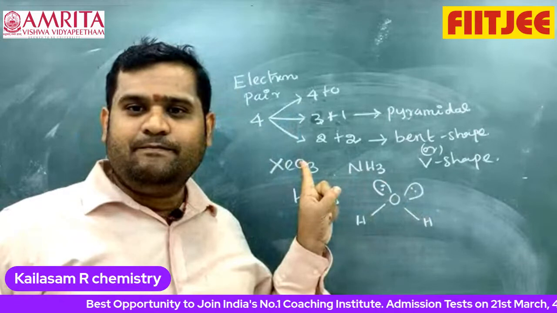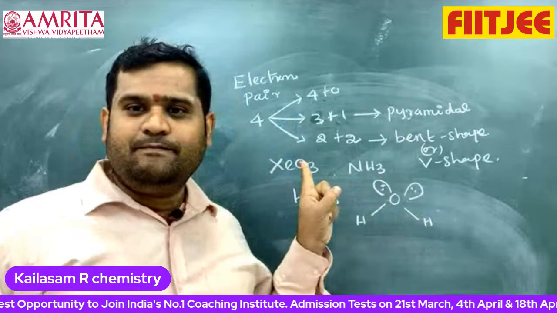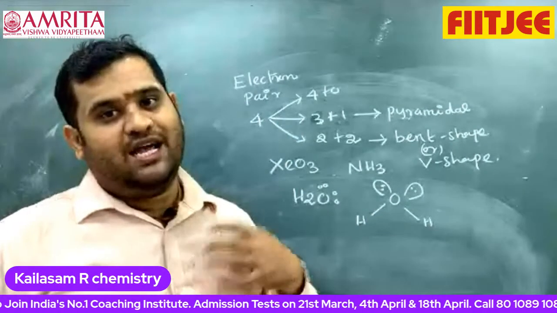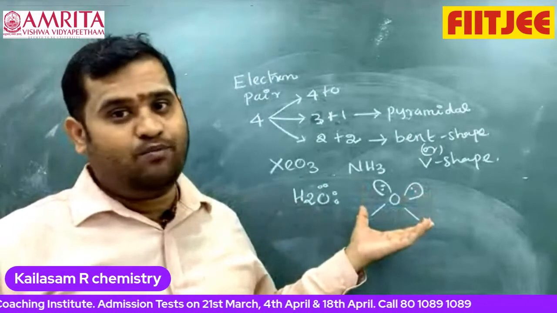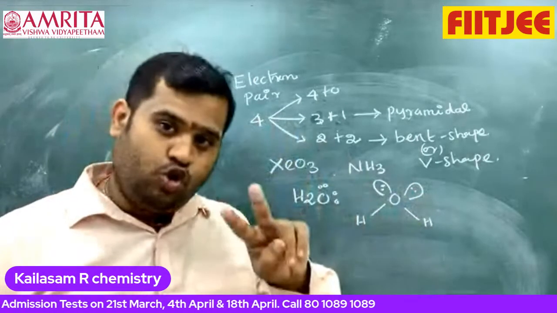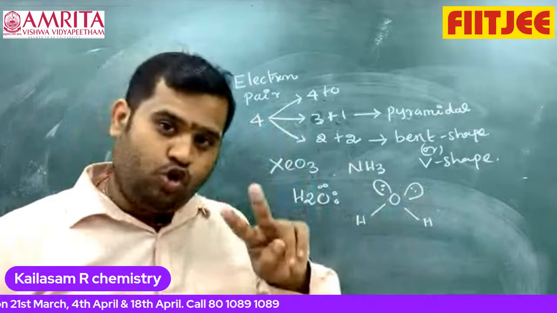Now look at this. If we have 4 electron pairs, the bond angle could be 109, but here not all electron pairs are bond pairs. We have 2 lone pairs and 2 bond pairs. Because of that, what is going to happen? Look at the repulsion.